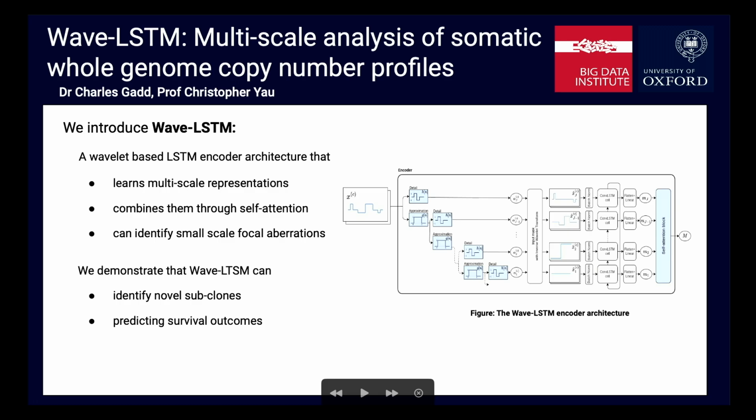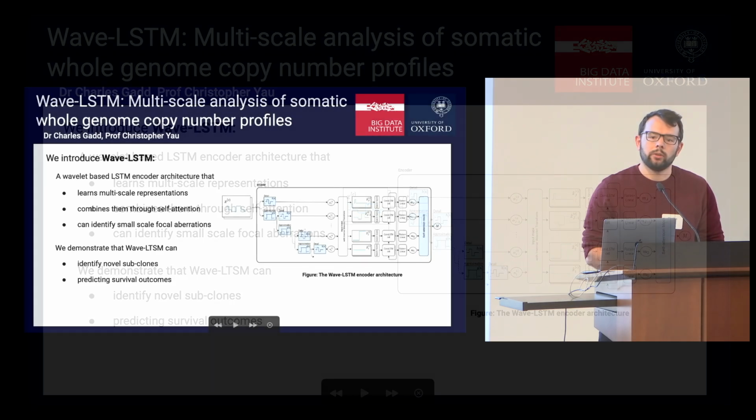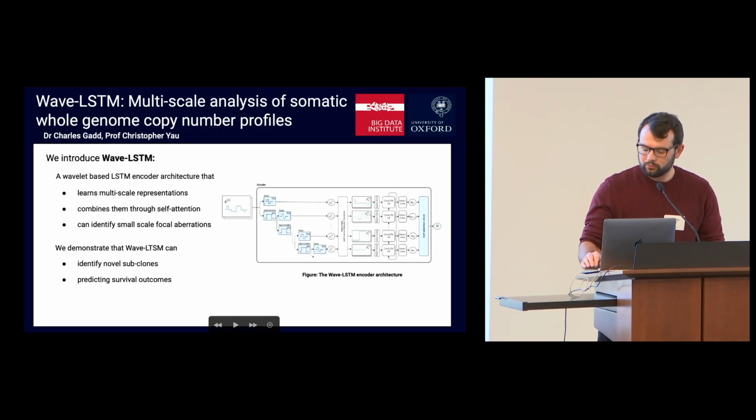The first is the task of identifying clonal structures, and we demonstrate that Wave LSTM is able to recover the clonal structures obtained through state-of-the-art bioinformatics approaches, but on top of this, it's also able to discover novel subclones. Secondly, we demonstrate Wave LSTM on the task of predicting survival outcomes in a cohort of cancer patients, and we demonstrate that these representations are useful in improving survival outcome prediction.